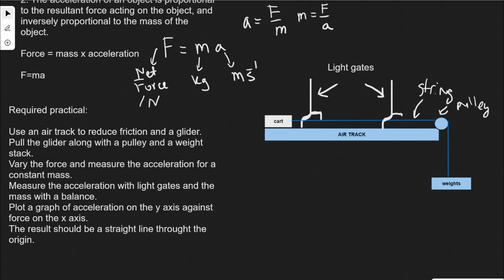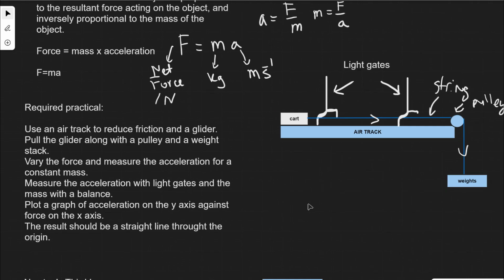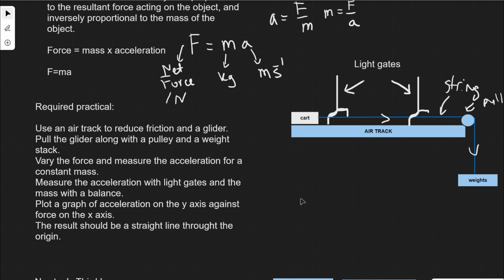What's actually happening is that the weights apply a force and pull the cart through the light gates. We're going to vary the force by adding more weights, and we're going to measure the acceleration for a constant mass. We measure the acceleration with the light gates, which will typically be connected to a data logger that gives us the acceleration directly.